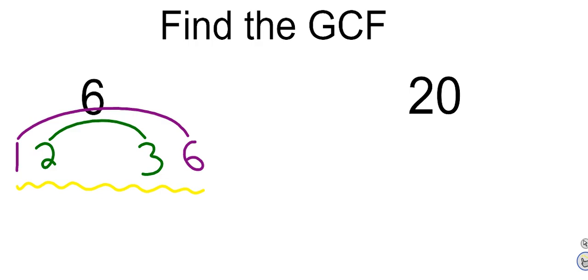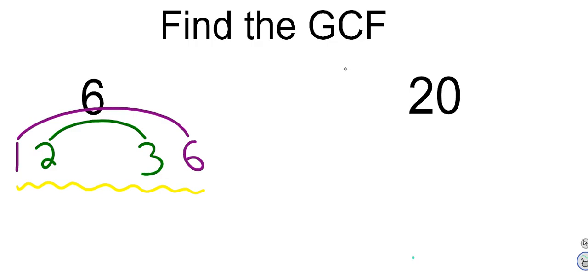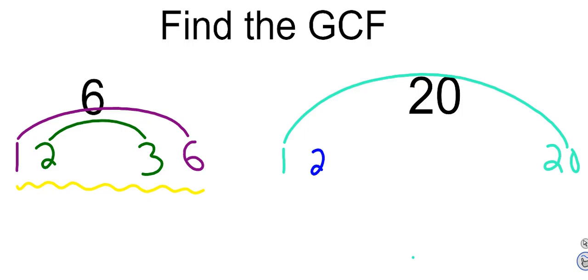So let's do our rainbow again. This time let's do it with 20. We'll start with the turquoise. So we'll start with 1 and 20 because 1 times 20 is 20. All right, does 2 go in there? It does. So let's do it. 2 times 10. We know that that's also 20.